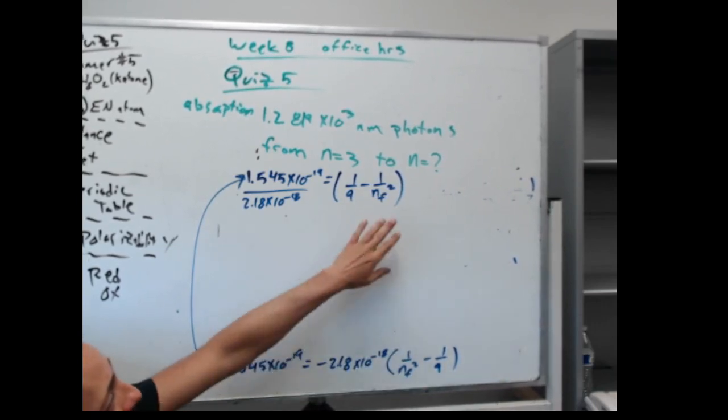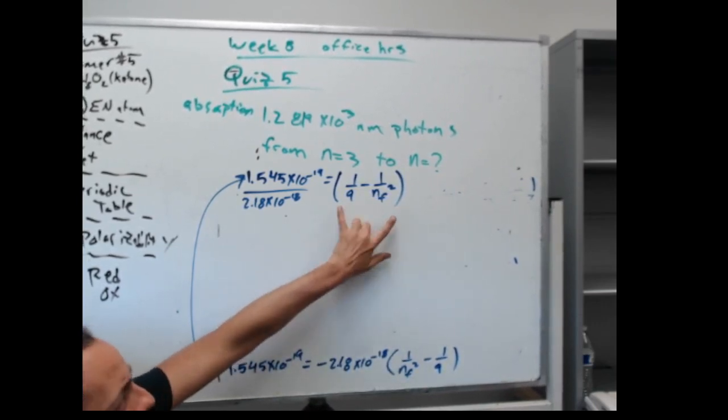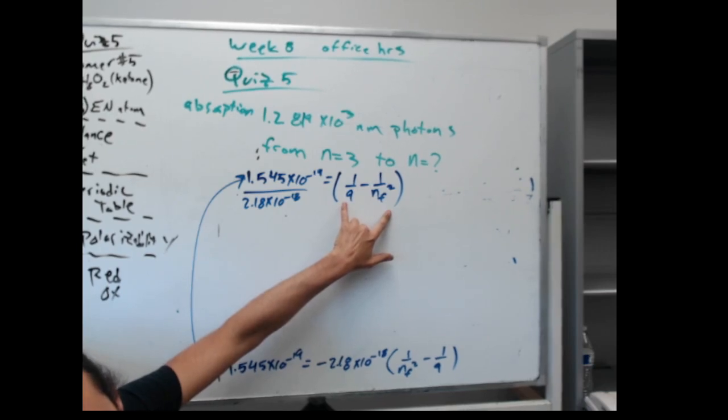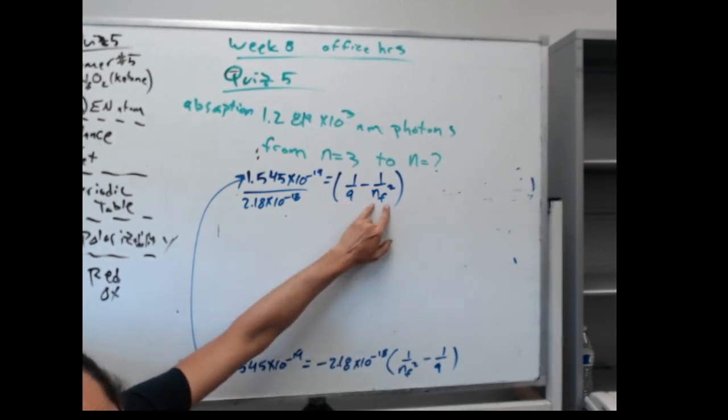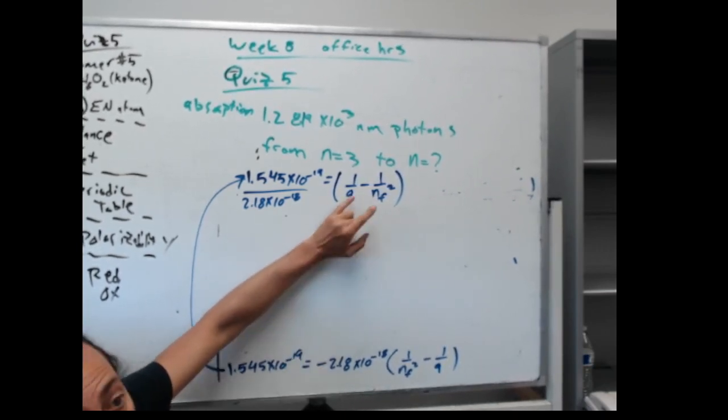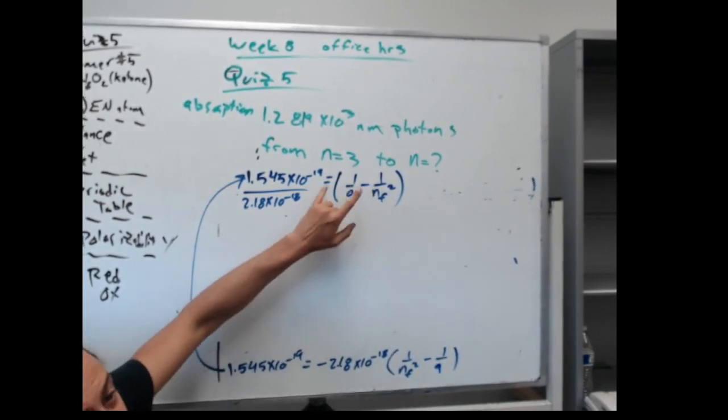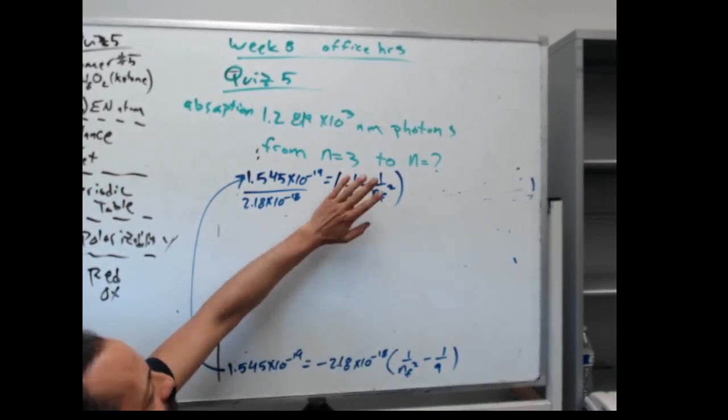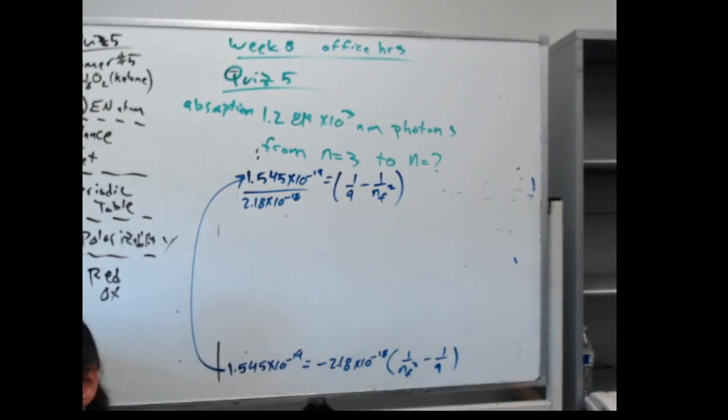Since I know n final is bigger than 3, this parenthesis is going to stay positive. Right? Because 1/9 minus 1/16, 1/9 minus 1/25, 1/9 minus 1/36, 1/9 minus 1/47. Always, that second thing is going to be smaller, so it'll always end up positive.